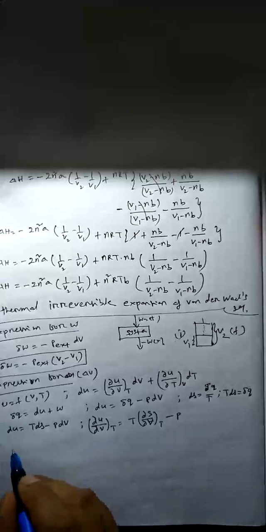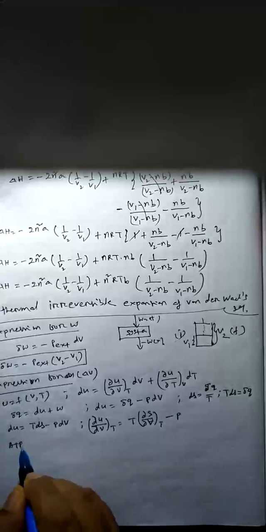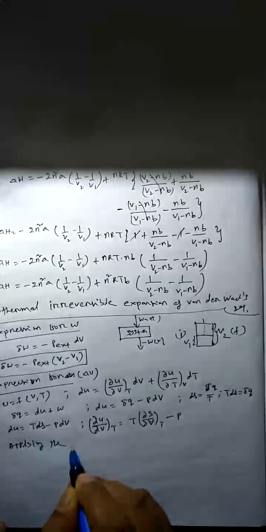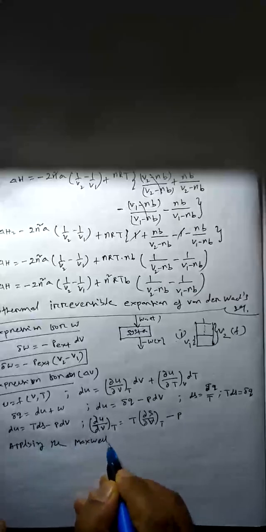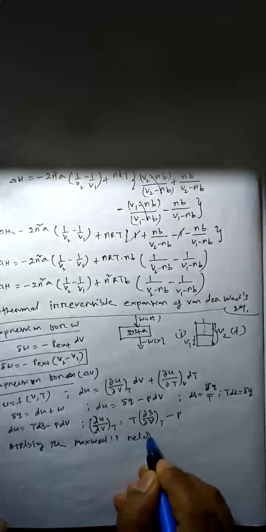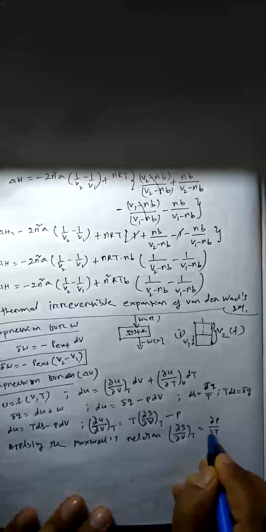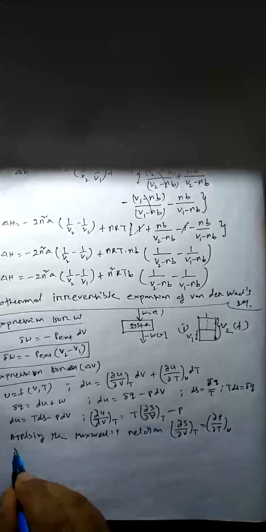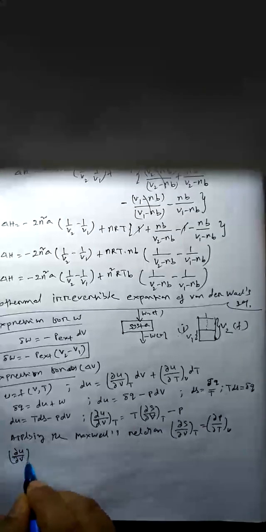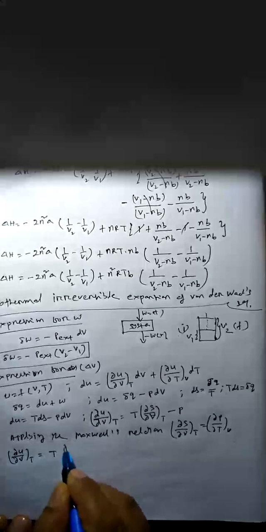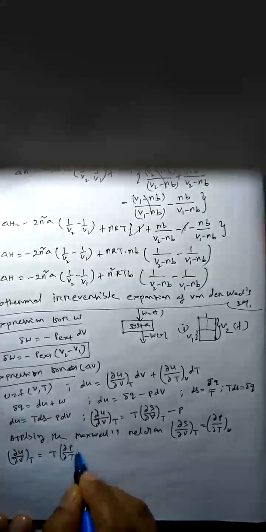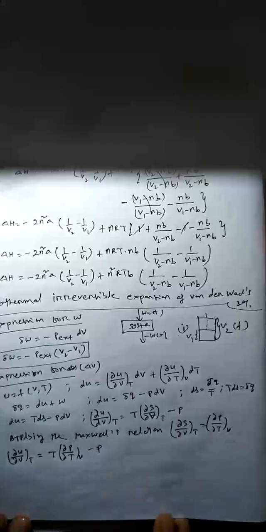Then applying Maxwell's relation, what do we know? Dou S by dou V at constant T is equal to dou P by dou T at constant V. Both are the same. So in place of dou S by dou V, I write dou P by dou T. Then dou U by dou V at constant temperature is equal to T dou P by dou T at constant V minus P. This is one.